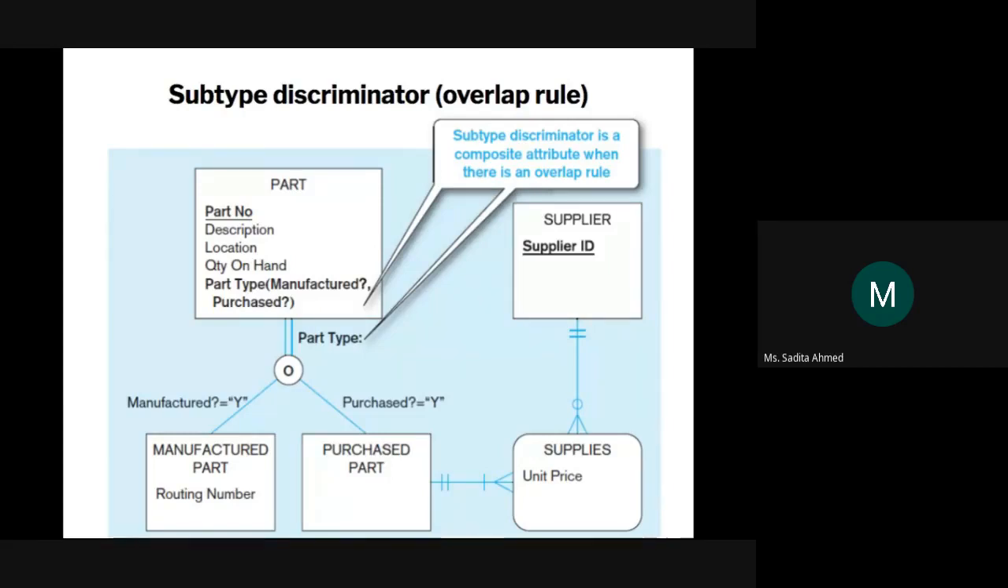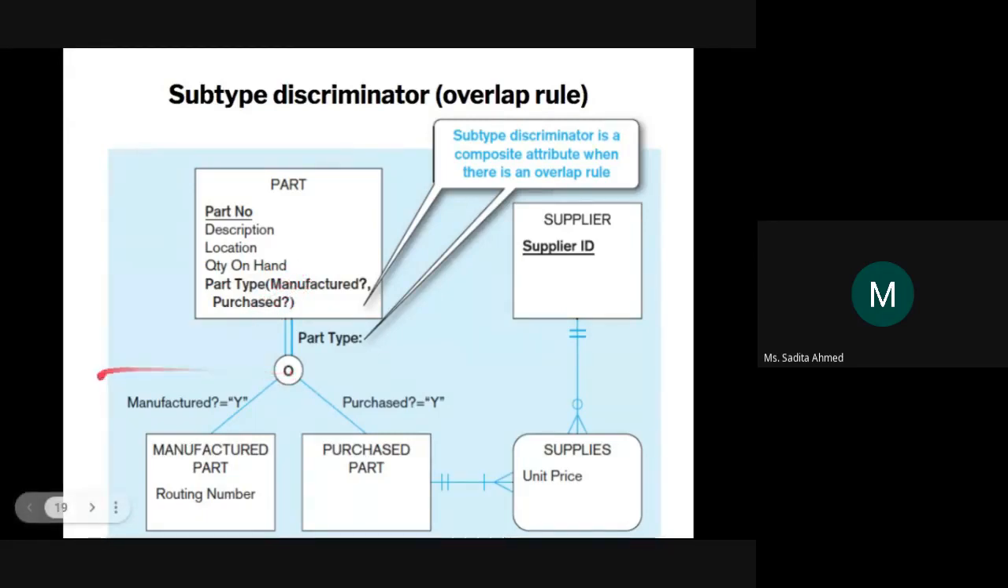Multi-valued, okay, fine, but how many values? What do the values represent? What does M represent, what does P represent? We can't specify these things, so we are losing structure. All right, here it's very specific, it's clearer, it's concise, the idea is clearly transferred. The part type subtype discriminator can have any one of two values or both: manufactured, purchased.